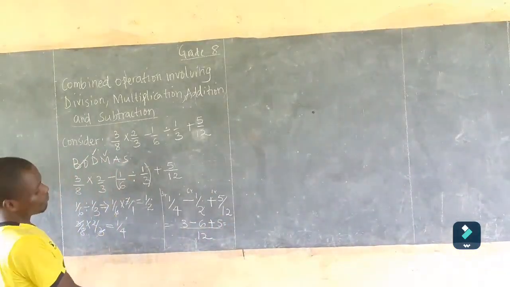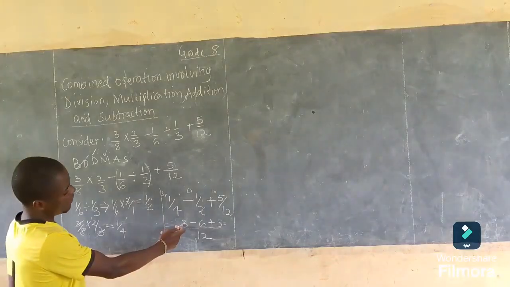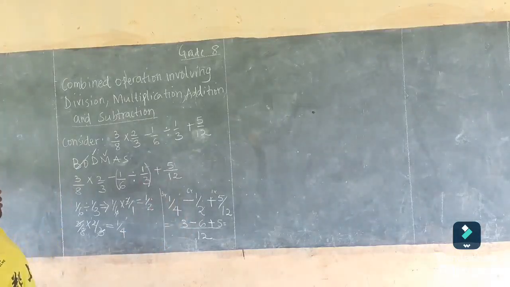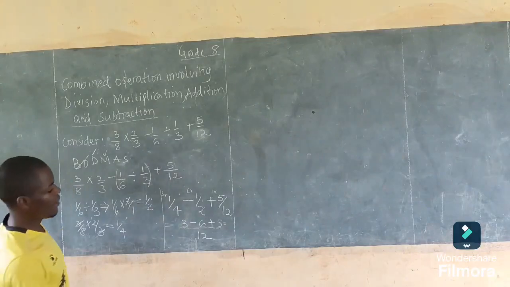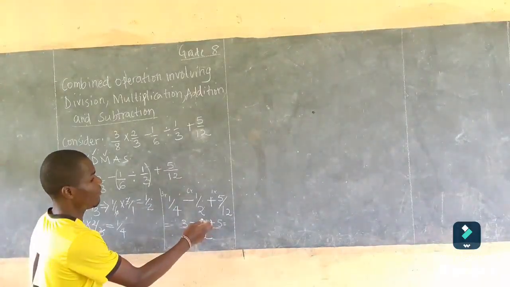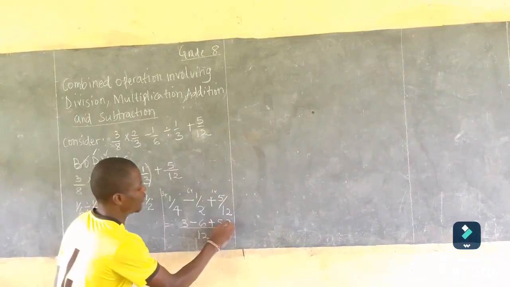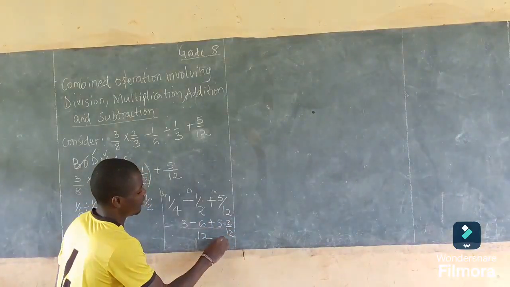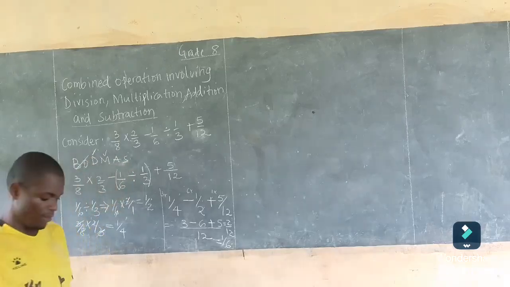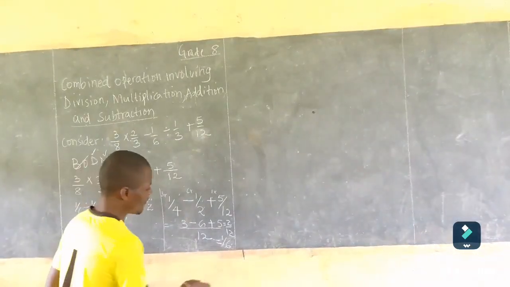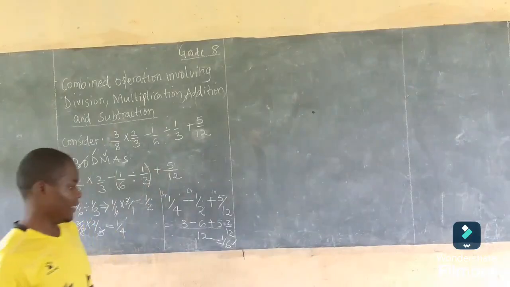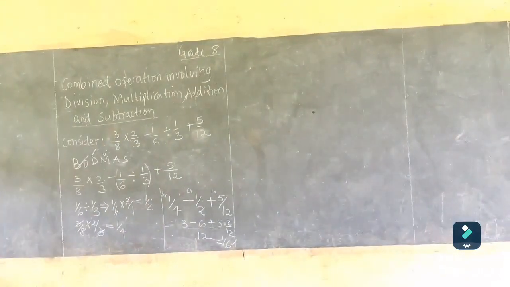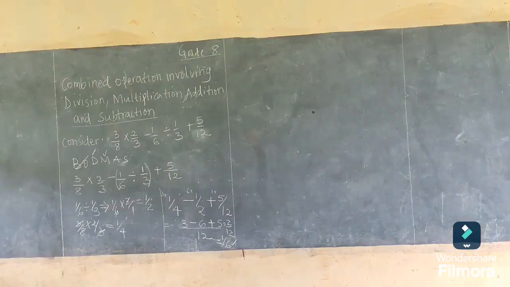And so 3 minus 6 is minus 3. Minus 3 plus 5 is 2. So you get the answer as 2 over 12, which is 1 over 6. So 1 over 6 is our answer.